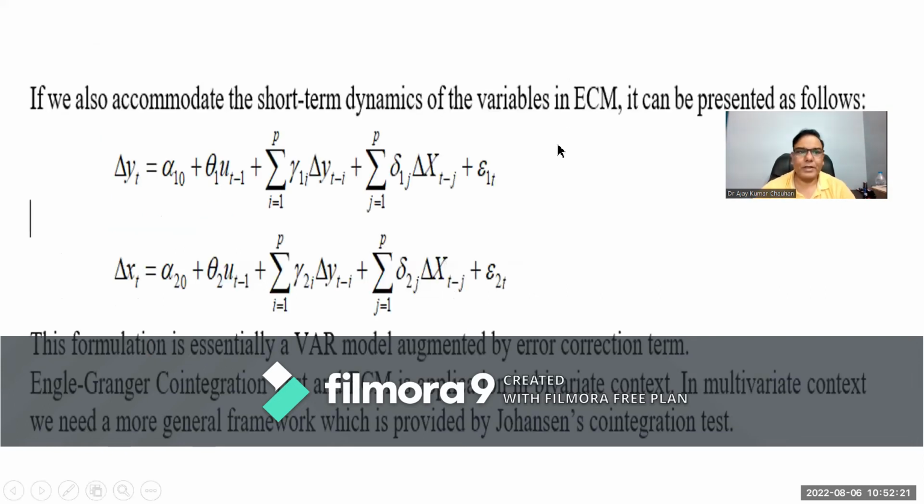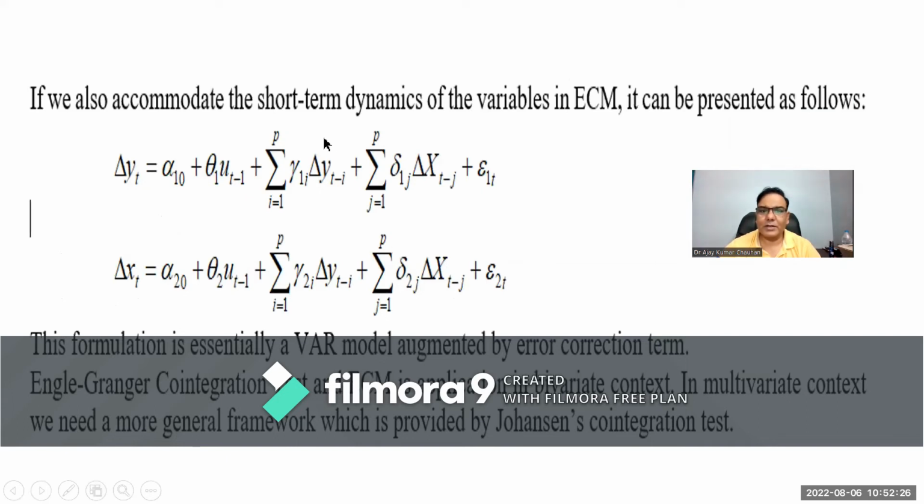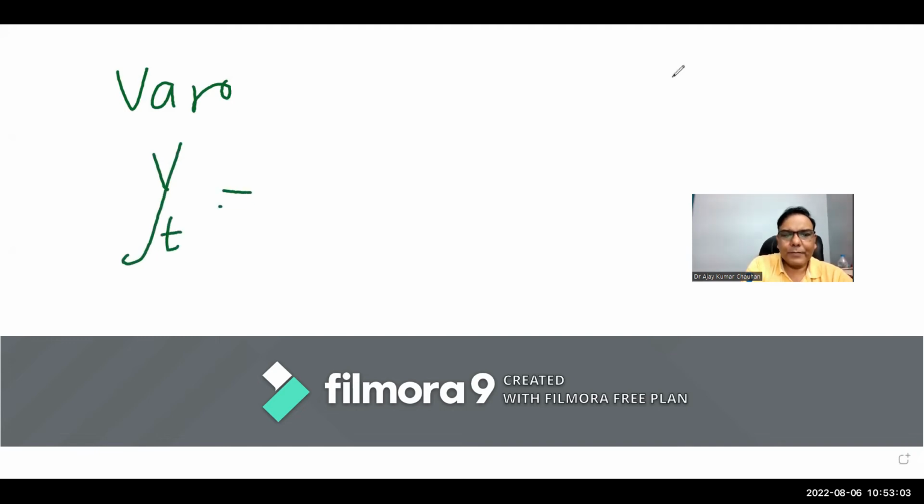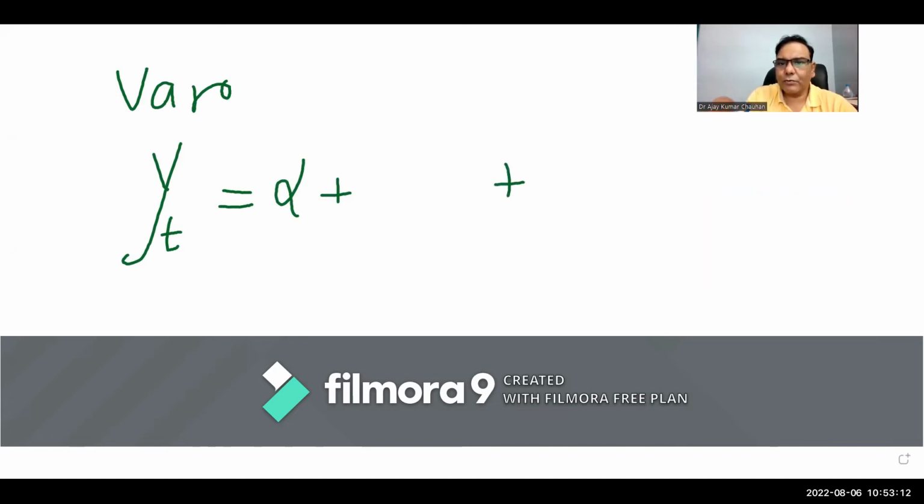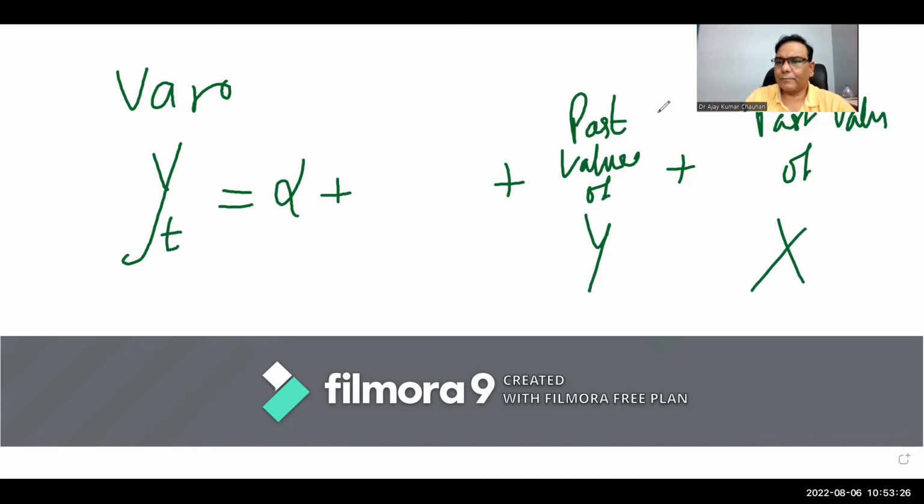Okay. Now we have another test called the vector error correction model. So the error correction model is using the concept of VAR, but with a new addition. So let me explain this concept. A very interesting concept. Okay. Now let me explain the VAR first. Normally in VAR, it is yt equal to alpha plus, I am leaving this space, and this is the past values of y plus past values of x and z. So this is the VAR.